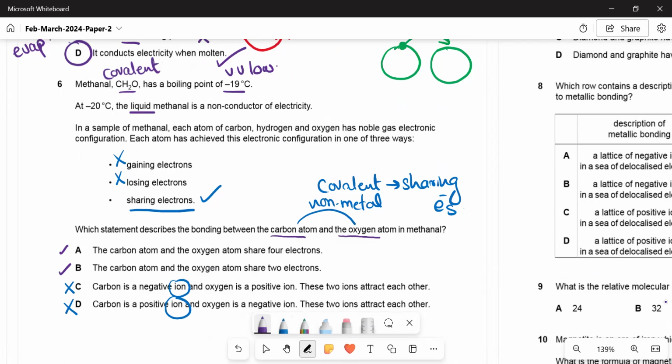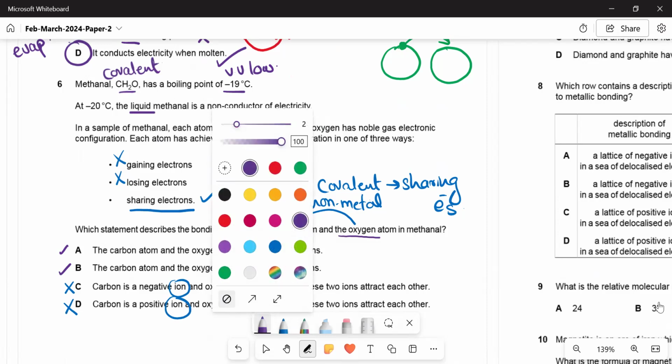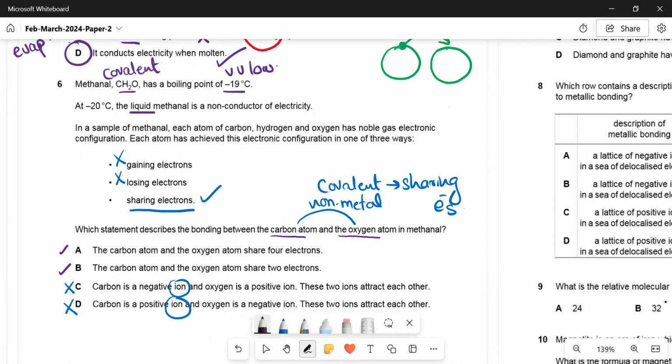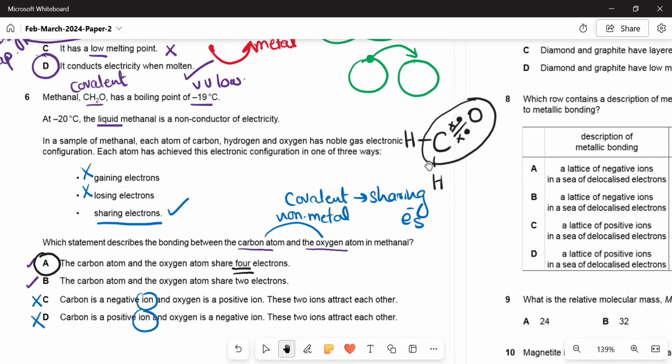Now, it's a methanol, which is CH2O. If we draw the structure of CH2O, it is 1 carbon, 2 hydrogens will be attached with it, CH2, and then there is double bond O. So this carbon double bond oxygen means carbon is sharing 2 electrons with oxygen, and oxygen is also sharing its 2 electrons with carbon. So this makes the option A correct. The carbon atom and oxygen atom share 4 electrons with each other, 2 of carbon and 2 of oxygen.